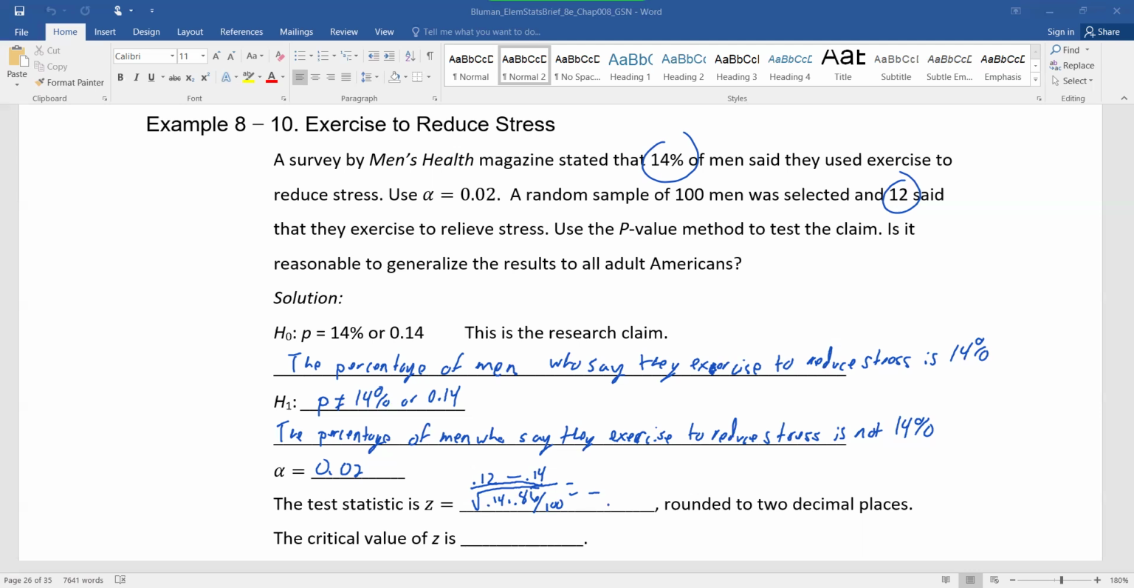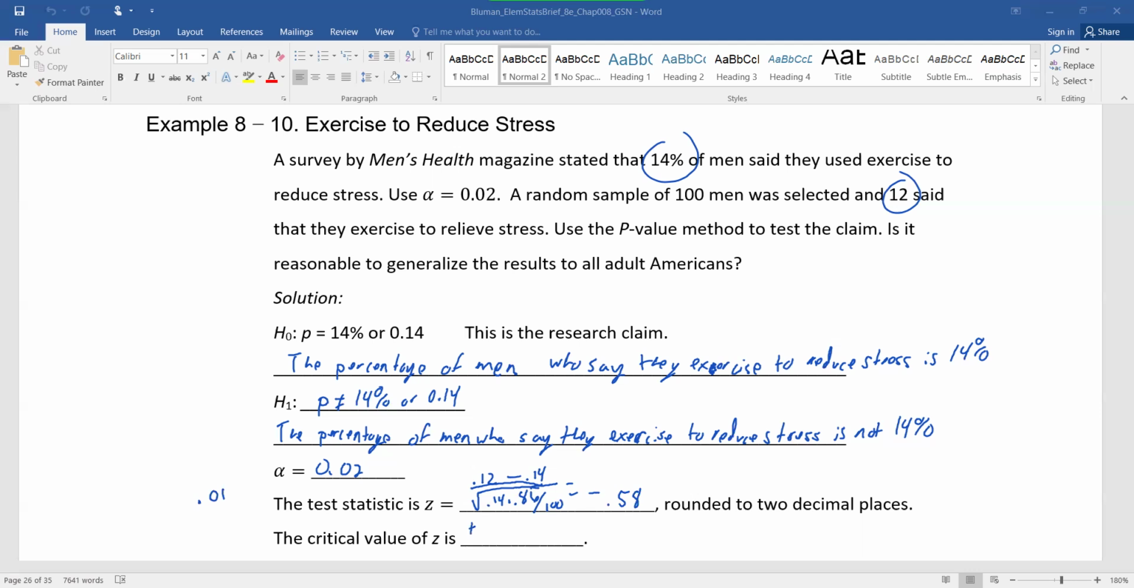Perfect. If we round to two decimal places. And the critical value of Z is what? So 0.02. Ella, you are dead on. We do need to cut this in half, but why are we cutting this in half? Because it's a two-tailed test. So I need to find out at 0.01. This will be a plus or minus.